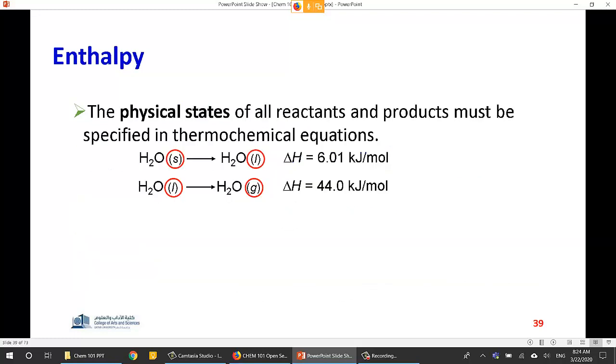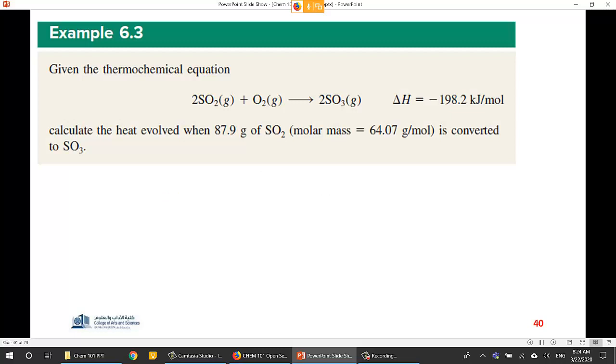The physical state for all reactants and products must be specified in a thermochemical reaction. So for example, it does not make sense to say that H2O goes to H2O and delta H is 6. No, what does that mean? You have to put the physical state, solid, liquid, gas, next to the reactant or the product, because a delta H is specified for a specific reaction. As you see here in any question in the book, the physical states are always mentioned. So 2SO2 gas plus O2 gas goes to 2SO3 gas. The g or the l or the s should be mentioned.